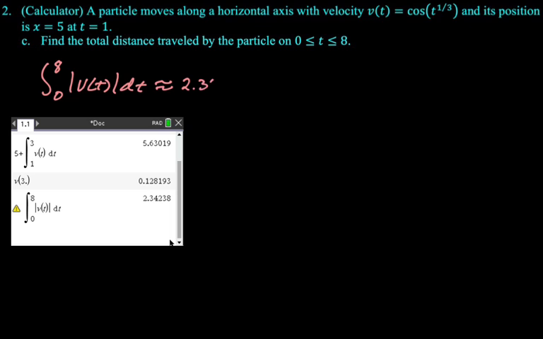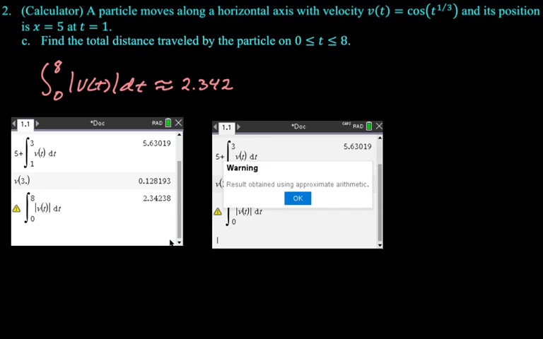There is a little warning there, and there's nothing we can do about it, but let me just show you what the warning says. Result obtained using approximate arithmetic. It's a little unsettling that you would get that as a warning if you're taking the AP exam. But as I mentioned, there's nothing you can do about it. It just is warning you of that. I've never seen it be wrong, so I wouldn't really worry about it.